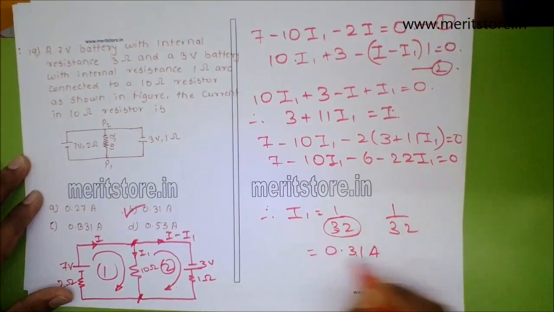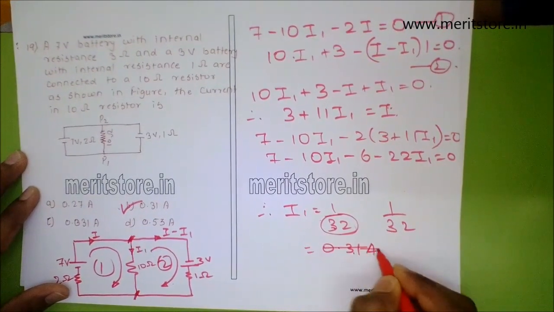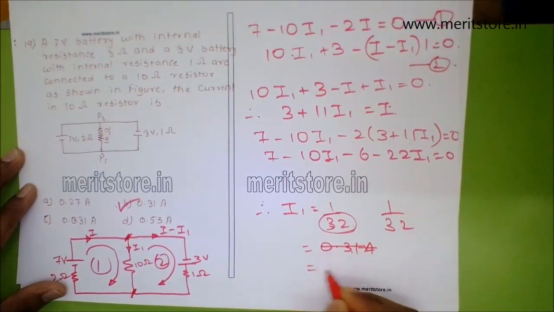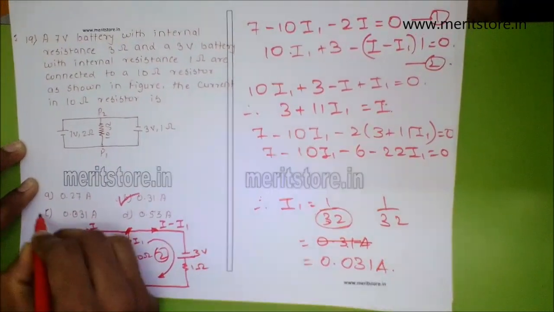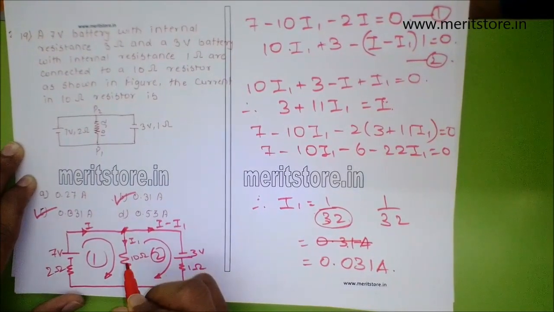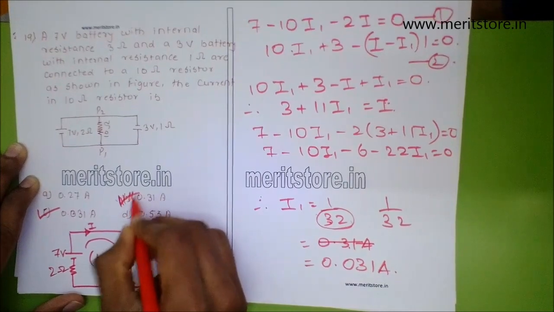Please note that there was a calculation error. 1 divided by 32 is 0.031 amperes, and this is option C. Therefore, option C is the correct answer, not option B.